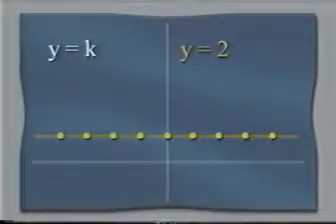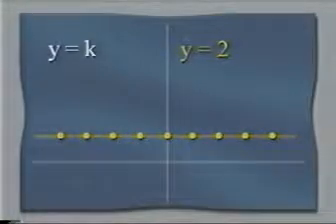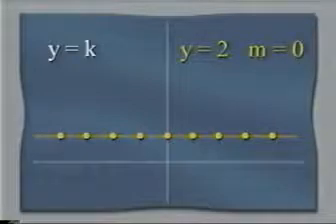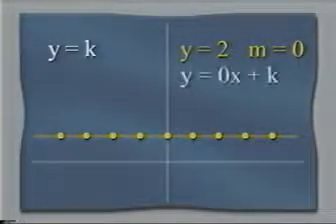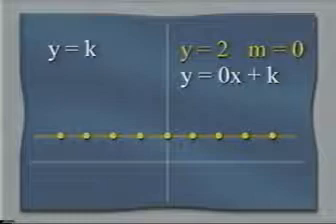The first is y equals k, where the letter k stands for a constant. For example, y equals 2 or y equals negative 4.7. In all cases of y equals k, the line is horizontal. The slope is 0 because there's no x. You can write it as y equals 0x plus k. So the slope is 0. There's no change in y as x goes from left to right. We have a horizontal line.